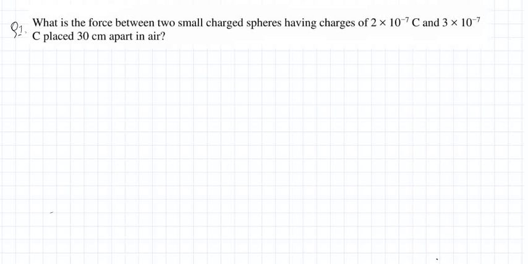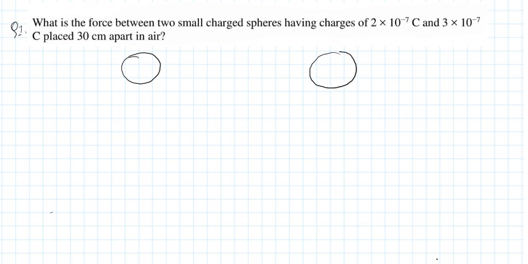So this is the first question of the exercise of chapter 1. The question is, what is the force between two small charged spheres having charges of 2 into 10 to the power minus 7 coulomb and 3 into 10 to the power minus 7 coulomb placed 30 centimeter apart in air. So here our medium is air, and here is our first sphere, and here is our second sphere.